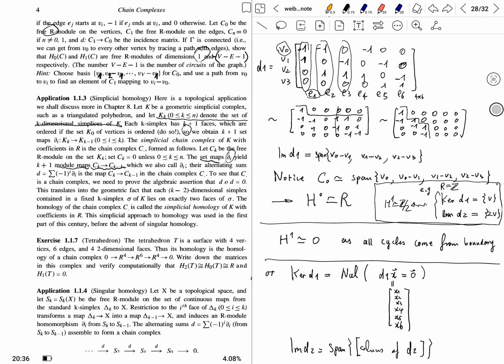My image is the span of the column vectors. It makes total sense. I do elementary column operations, and it doesn't change anything, which means that when I get these three linearly independent vectors, it really means that these three vectors span my image. These three vectors correspond to the simplices v0 minus v1, v1 minus v2, and v2 minus v3. And corresponding to C0, you could find a basis which is v0, v0 minus v1, v1 minus v2, v2 minus v3. And this makes perfect sense to do a quotient.